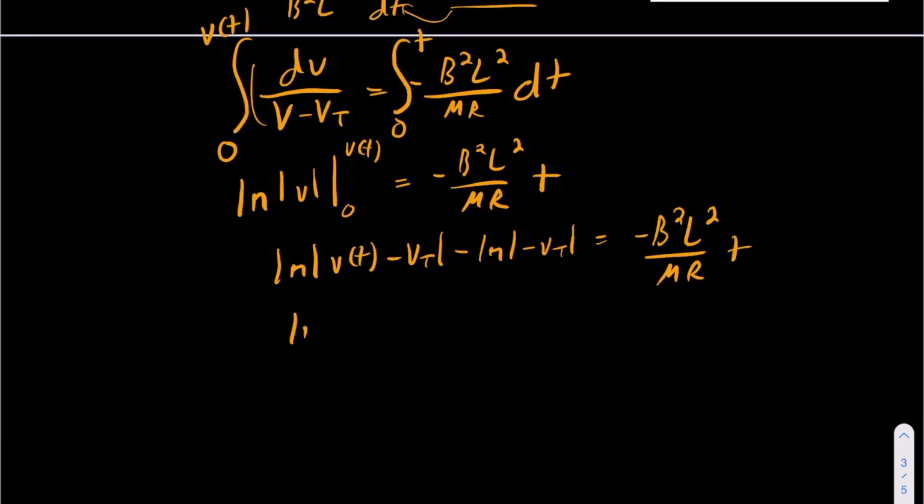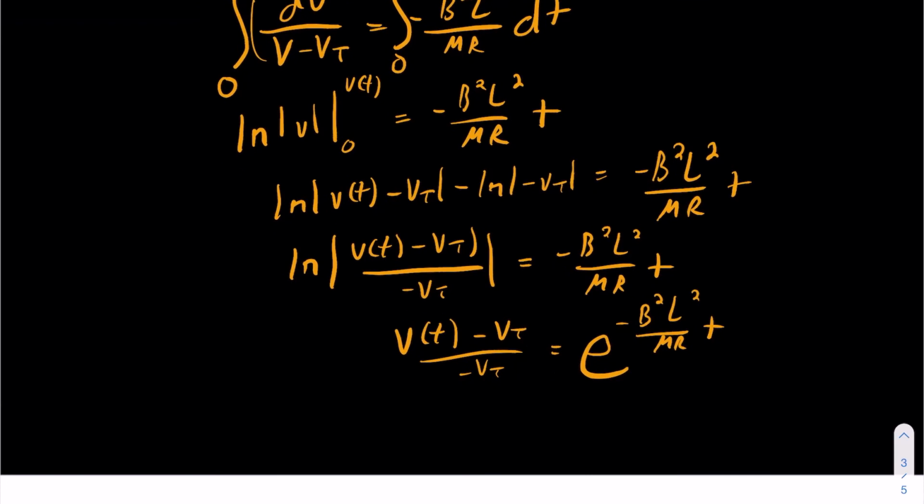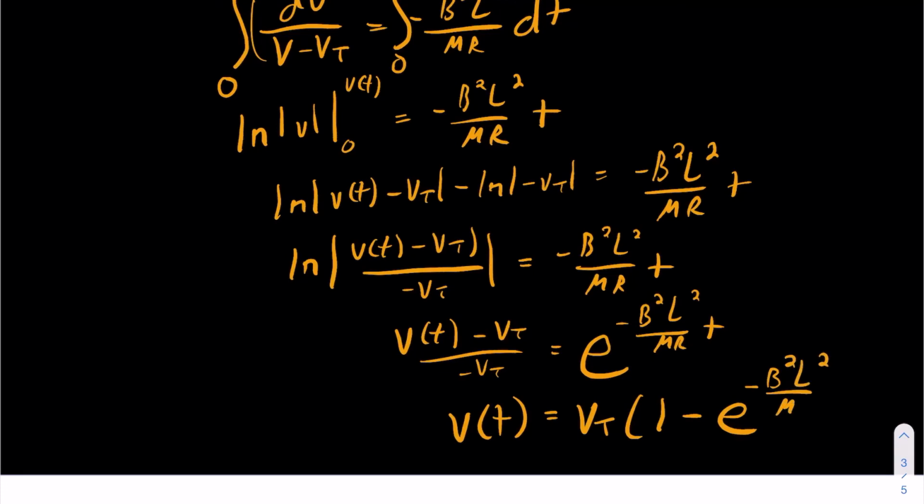Now I can use properties of logs to say that the left side is ln of (v of t minus v sub t) all over negative v sub t equals this mess over here, negative B squared L squared over mR times t. All right, now I can do e to both sides and get (v of t minus v sub t) all over negative v sub t equals e to the negative B squared L squared over mR times t. And when I simplify, I get my final answer as being the velocity as a function of time equals the terminal velocity times 1 minus e to the negative B squared L squared over mR times t. And that's the function.